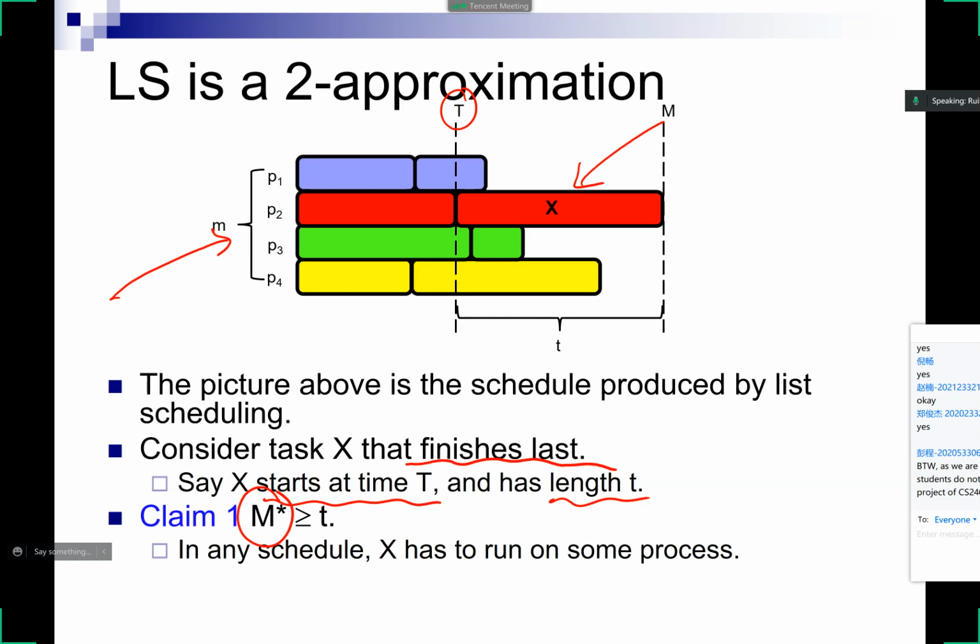In any schedule, some processor has to do x, and so whichever processor does x needs to take at least little t time. So that means that even in the optimal schedule, somebody does x, and so somebody finishes at least at little t time. Therefore, the optimal makespan is at least little t.